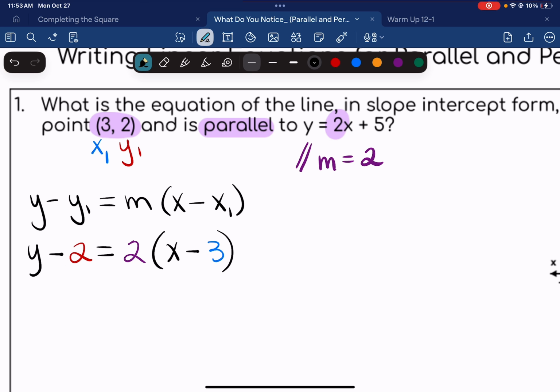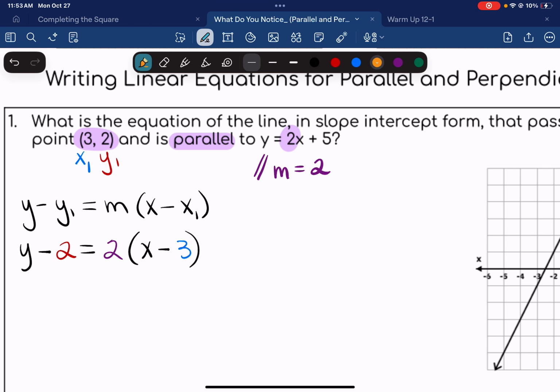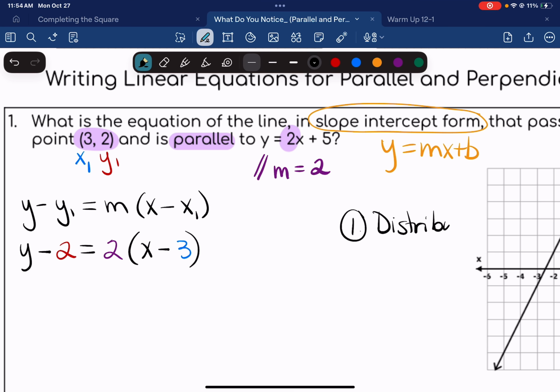So this is our equation in point slope form, and this is perfectly correct, except that our directions asked us to put our equation in slope-intercept form. Well, slope-intercept form is just y equals mx plus b. So we need to get rid of our parentheses, and we need to get our y by itself. We need to isolate y. So the first step we want to do is distribute.